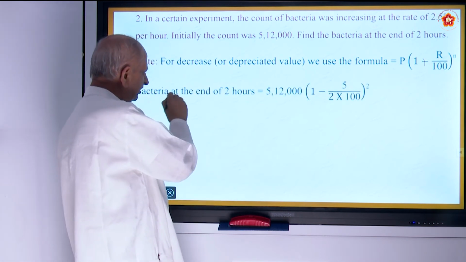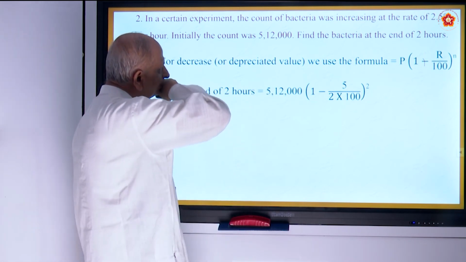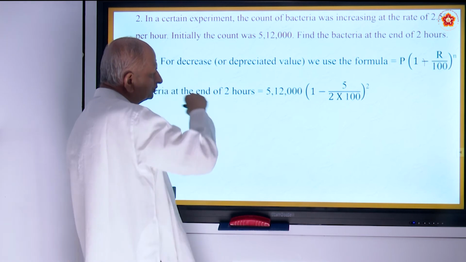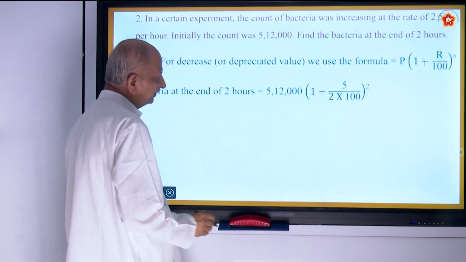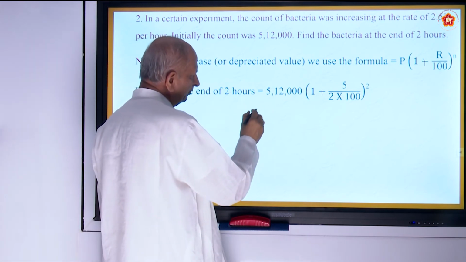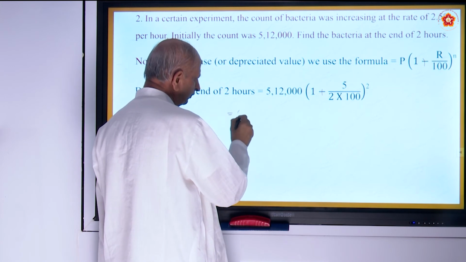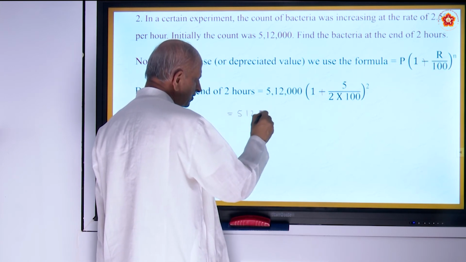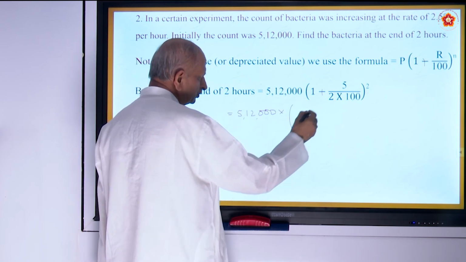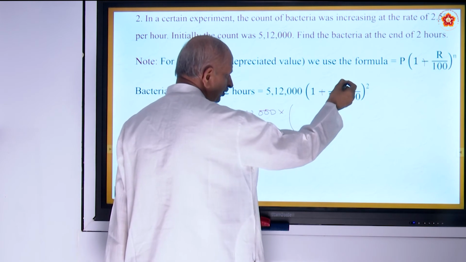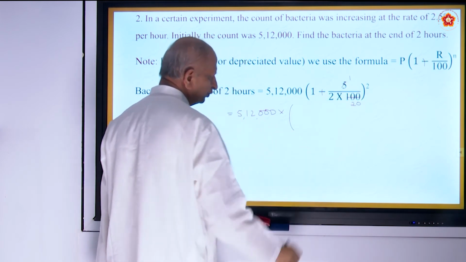So bacteria at the end of 2 hours, 5,12,000. This should be plus here because it is increasing. So that will be how much? 5,12,000 into, this will be 5 ones are 5, 20s are 20 into 2 is 40.